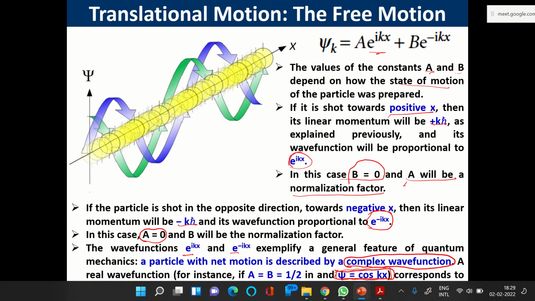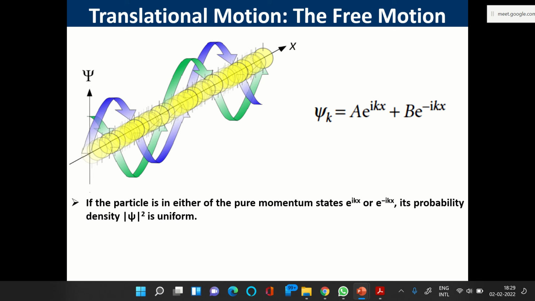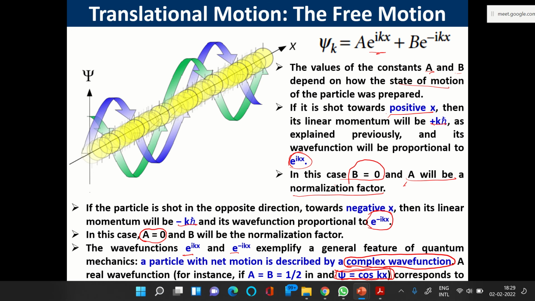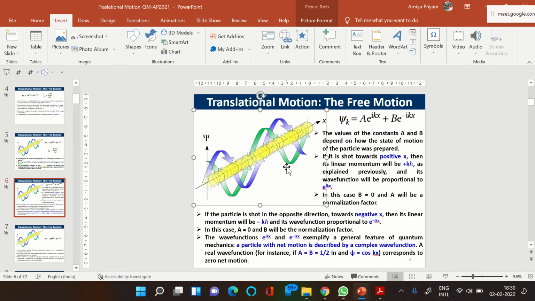Okay, so that corresponds to zero, so there is no net movement, so you can say zero net motion.